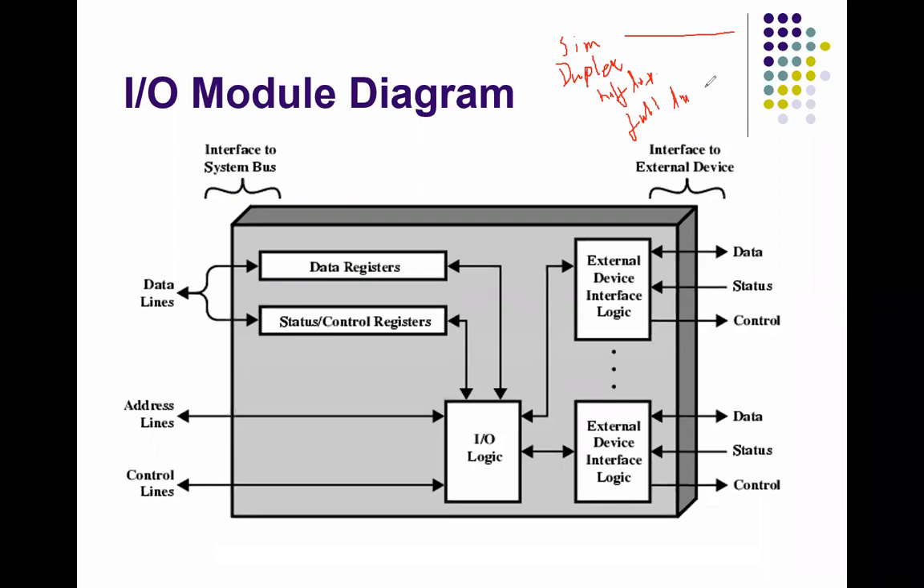Half duplex means you can communicate in both directions, at this side as well as this side, but not at the same time. In simplex, you can communicate in one direction only. In half duplex, you can communicate in both directions, but not at the same time. And full duplex means you can communicate in both directions at the same time.